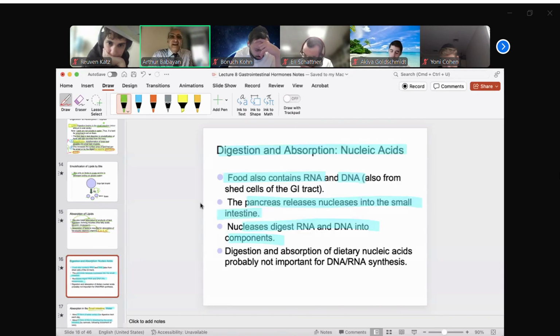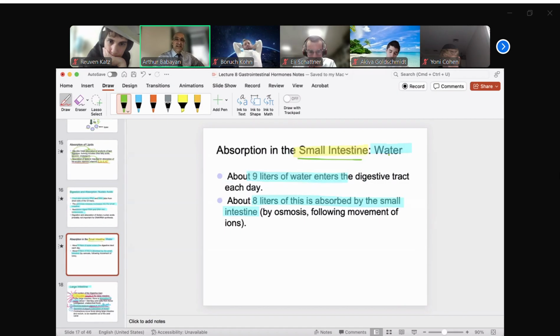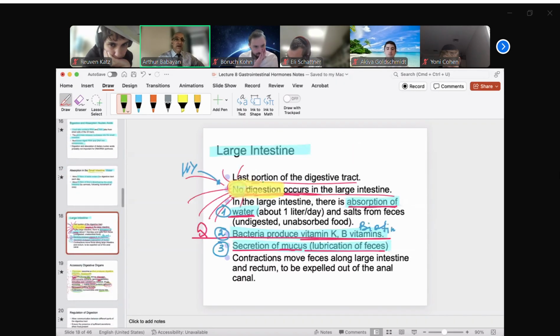A, D, E, K. Digestion and absorption of nucleic acids. Food also contains RNA and DNA. The pancreas releases nucleases into the small intestine. Nucleases digest the RNA and DNA into different components. Small intestine, water: about 9 liters of water enters the digestive tract, and 8 liters will be absorbed by the small intestine. What about the large intestine?